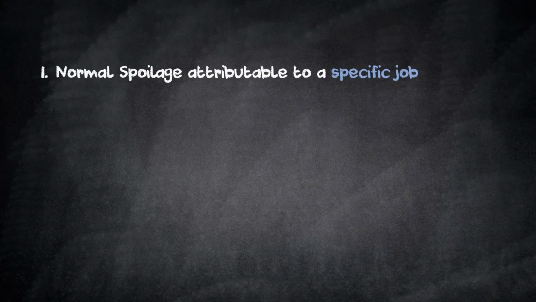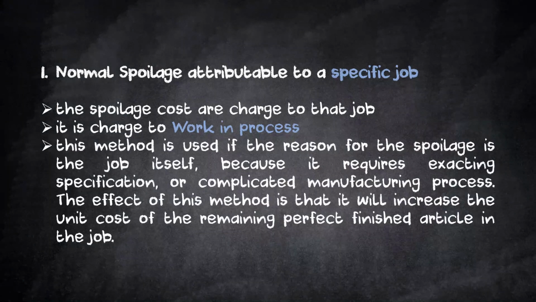So under spoiled units, meron tayong two methods. Number one is yung charge to a specific job, and the other one is yung charge to all jobs. So first, let us discuss yung normal spoilage attributable to a specific job. So like the title itself, ang spoilage cost na to ay i-charge lang natin dun sa specific job na yon.